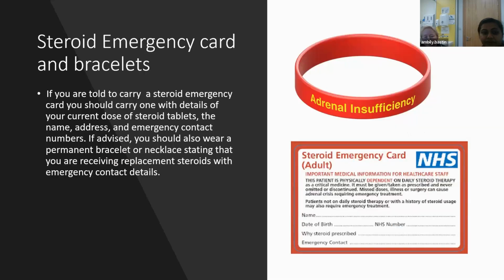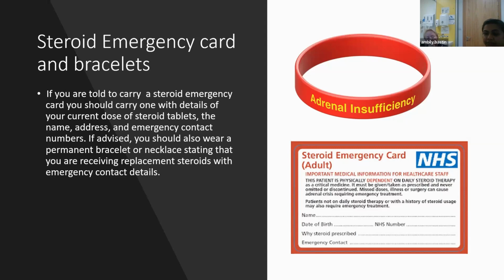So next, we are going to talk about the steroid emergency card and the bracelets. If you have a permanent diagnosis of secondary adrenal insufficiency, your specialist team will ask you to carry a steroid emergency card, with your personal details as well as the details of the medication you take. In that card, it has all the details for the medical personnel who are attending to you, explaining to them what to do when you have an adrenal crisis.